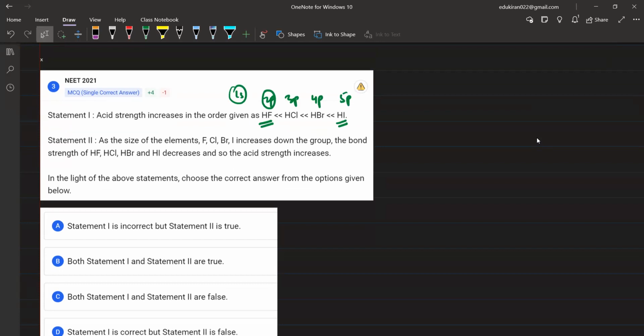And why does it happen? Because of the large size of iodine. Iodine has a bigger size. That is why it is happening. So both these statements are correct. As the size of element increases down the group, the bond strength of HF, HCl, HBr, and HI decreases, and so the acidic strength increases. If the bond strength is lower, the bond will break easily. That is why acidic strength will increase. So option B is the right answer here.